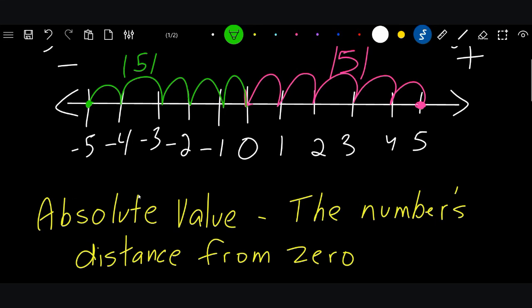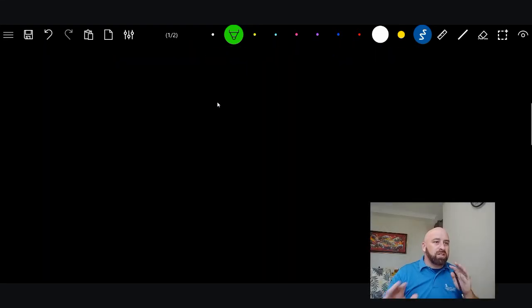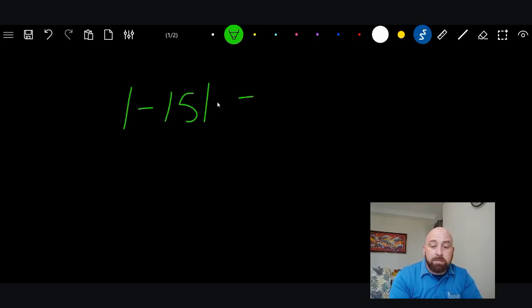We could do a couple of these and not use the number line. Let's do these without using the number line. Let's just kind of imagine the number line in our head. Let's just do a couple of these little problems, just examples. What is the absolute value of negative 15? Well, negative 15 is how many spaces away from 0? 15 spaces. That's how we write that.